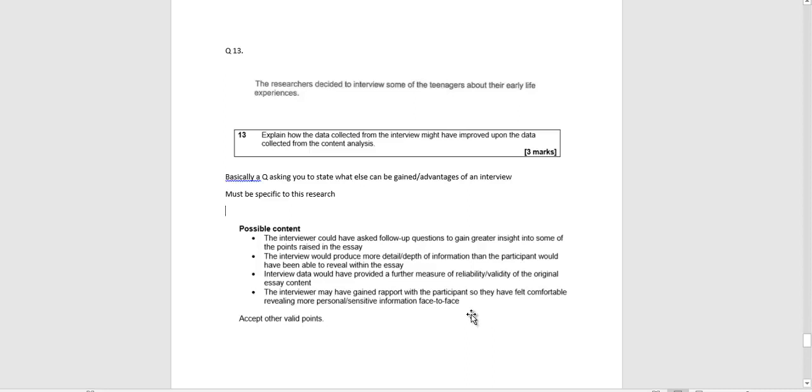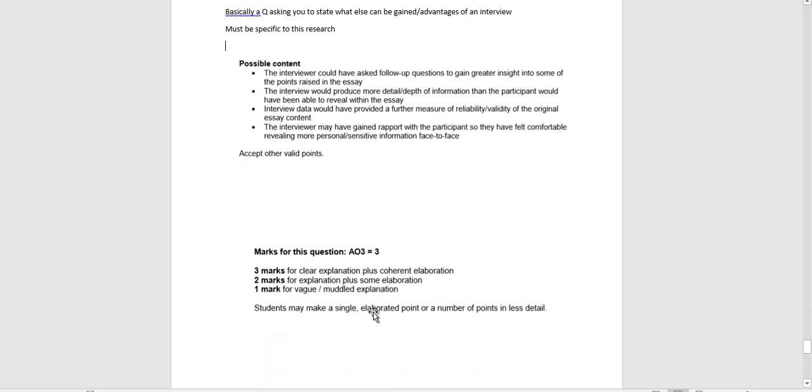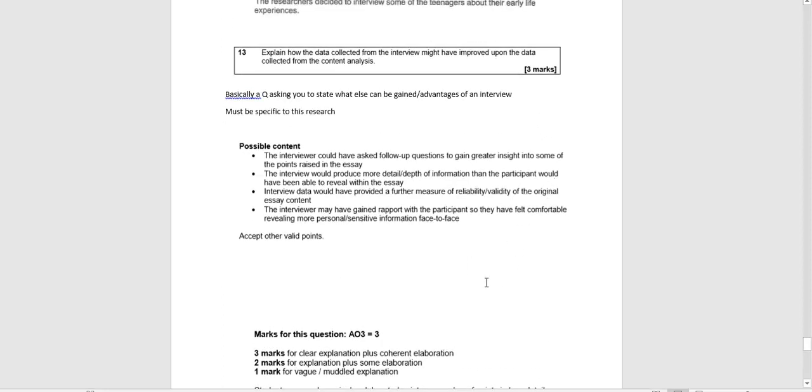In terms of the marks, 3 marks, if we have a quick look at how they would mark you for this. Okay, so we've got 3 marks for a clear explanation plus coherent elaboration, 2 for some elaboration, and just 1 mark for something that's a bit vague. So you can just go with one particular point and develop it, but it's probably easier for you to opt for having at least 2 points. But remember, you've only got access to 3 marks, so we get roughly 1.3 minutes per mark as a very rough guide. So don't spend too long on it.